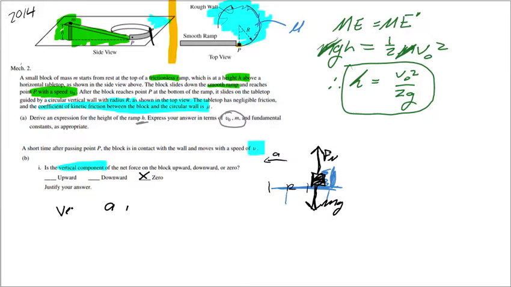Acceleration, I put vertical, is 0. Therefore, net force, I'm going to put vert. You can put y if you want. I just don't want to have to define my axis.